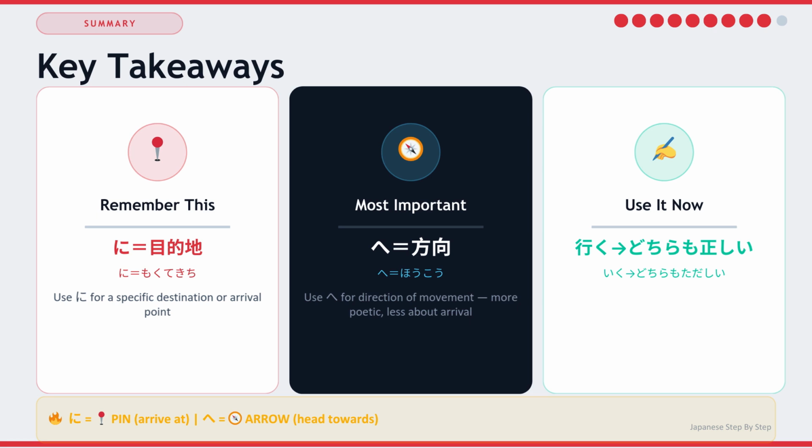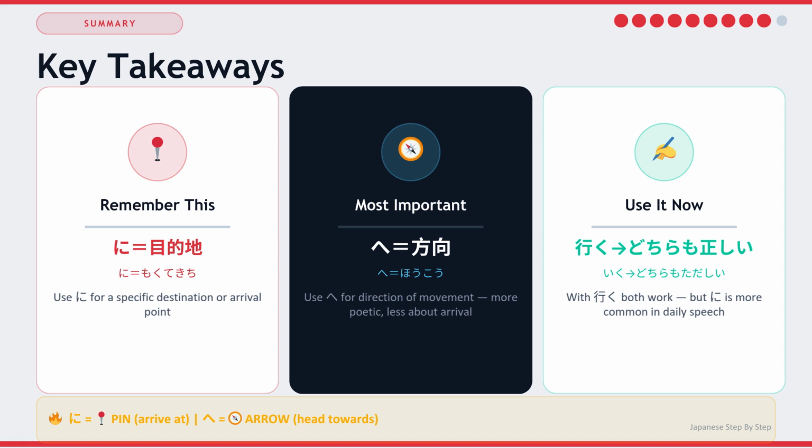Number 3, with 行く, to go. Both ni and he work. You proved that in the quiz. But in everyday speech, ni is the more natural default. So if you're ever unsure, go with ni. You'll be right almost every time.